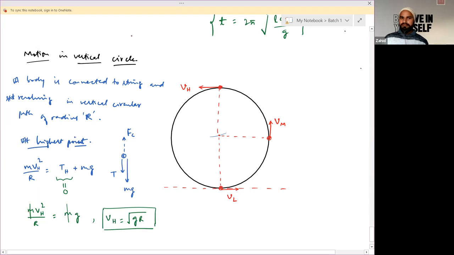Sir, line second, left, first word, what is it? Okay. A body is connected to a string and starts revolving. Okay.